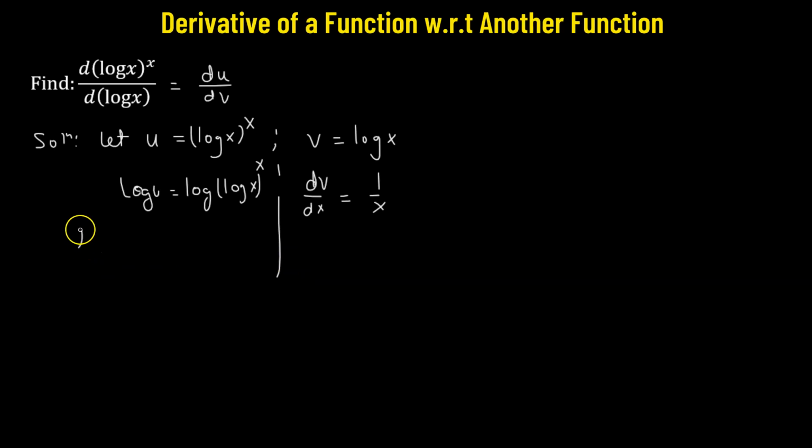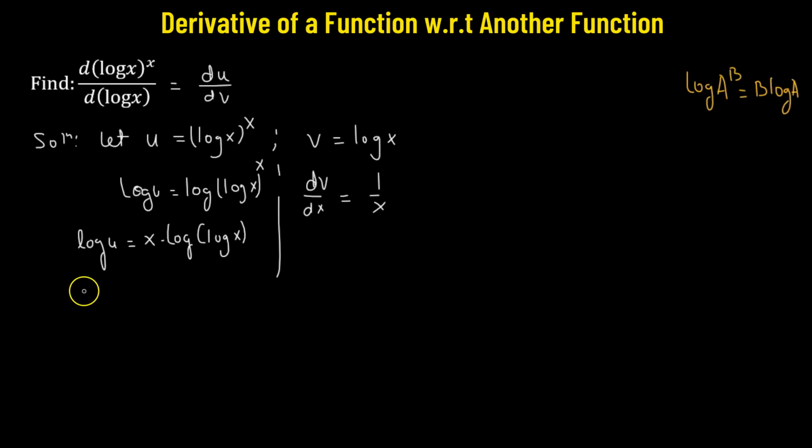Now we have log u, and here we are going to use a property, so that will simply equal x multiplied by log log x. All we have done is use the property of logarithm. That means if we have log of a raised to the power of b, this will equal b times log a. So this gives us log u equals x times log log x.